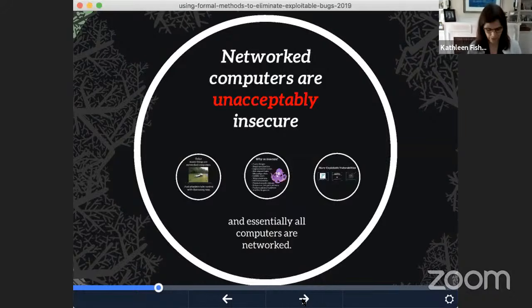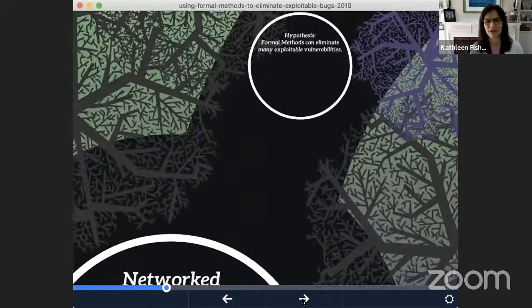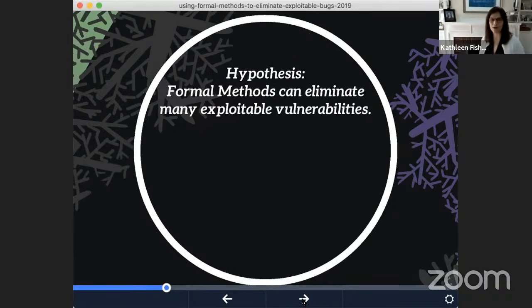Right. So that's all really bad news. We would really like to create a world where it was a lot harder to take advantage of those kinds of exploits. So the hypothesis that underlies this work is that formal methods can eliminate many of these exploitable vulnerabilities. If you've been paying attention to the formal methods world, your reaction is probably something along the lines of, yeah, I've been there, I've tried that, wasn't impressed, didn't work.